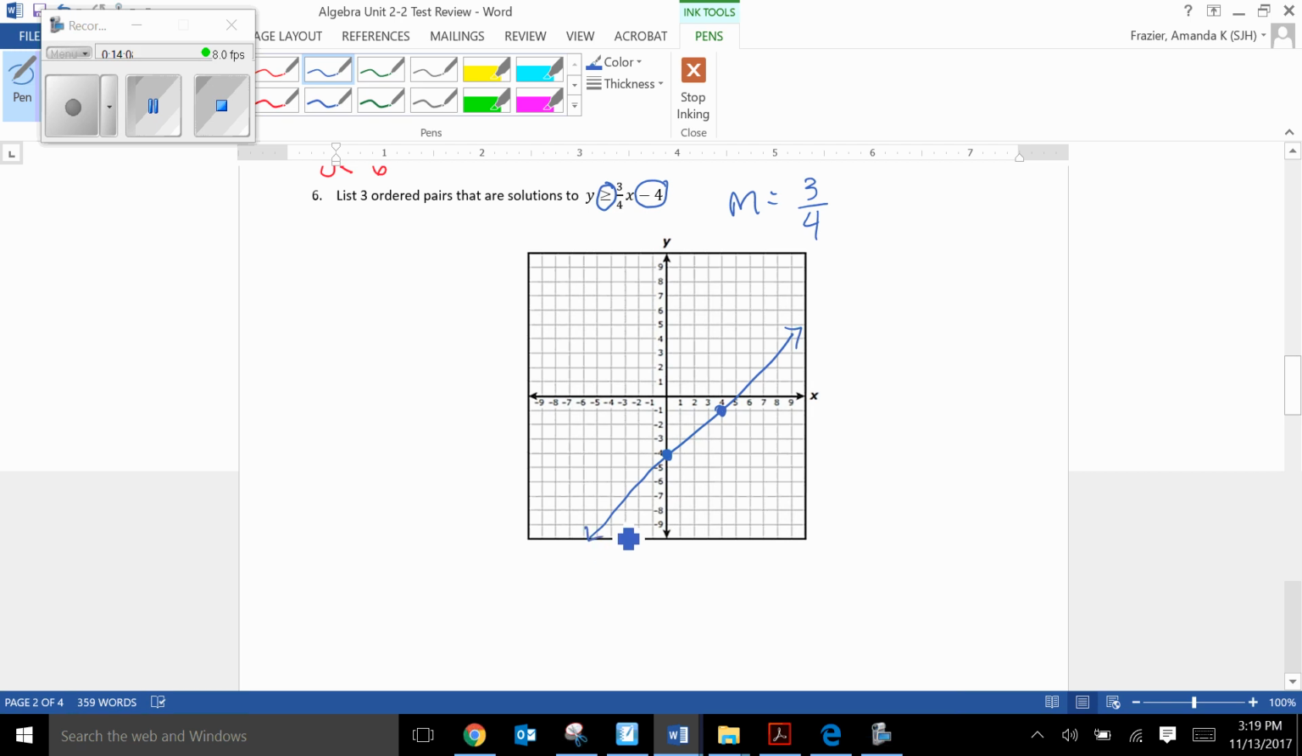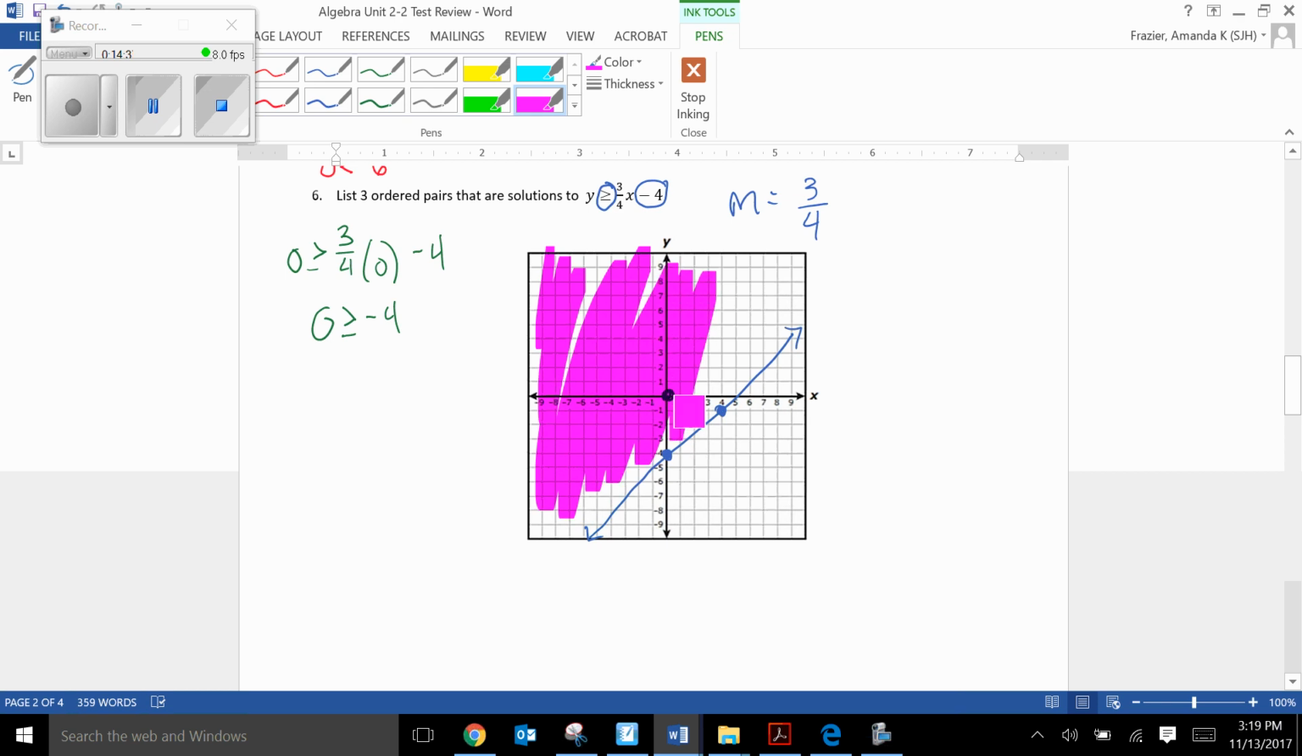Okay, now I just need to determine where to shade. So I know my greater than or equal means I need to shade above the line, but again, I'm going to grab a test point to prove that. So 0 is greater than or equal to 3/4 times 0 minus 4. Well, 3/4 times 0 is 0, so 0 is greater than negative 4. That's a true statement. So since it's true, I'm going to shade above my line.